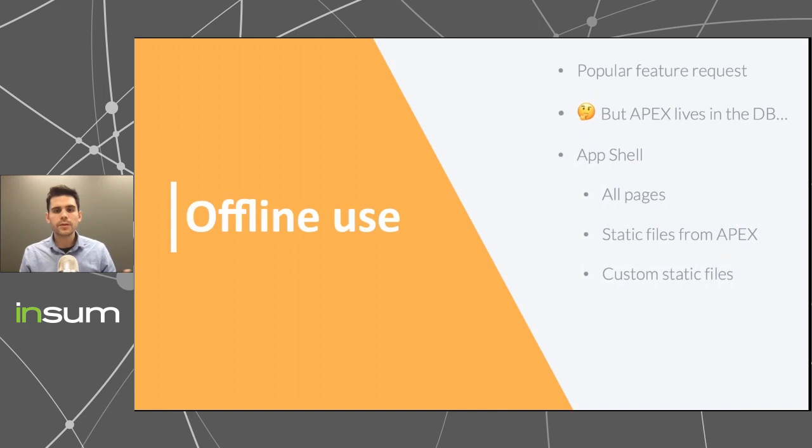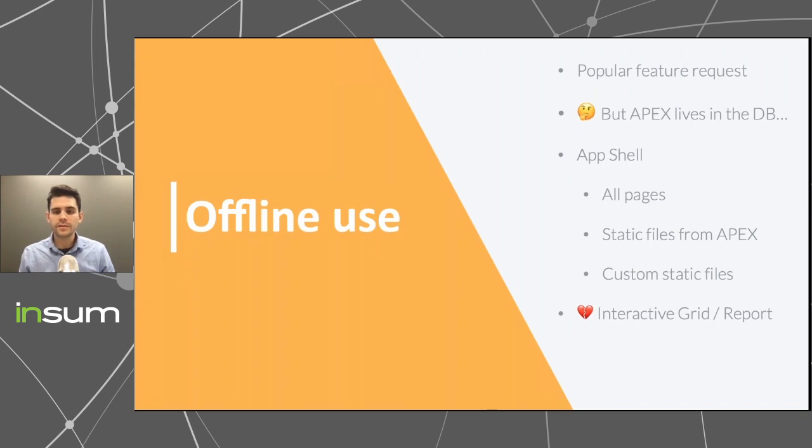As far as a PWA is concerned, what we want to cache is something called the app shell. The app shell constitutes all the necessary resources for navigating through an Apex application without stumbling on a 404 error. From an Apex perspective, that means all the pages, all the static files from Apex, and all the custom static files from your app, your own JavaScript and CSS.